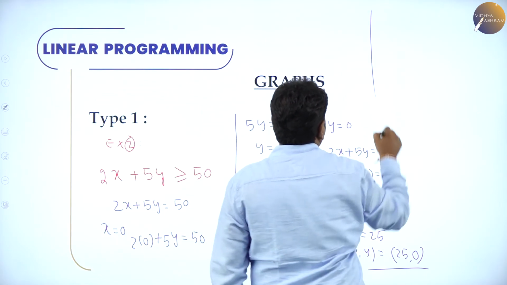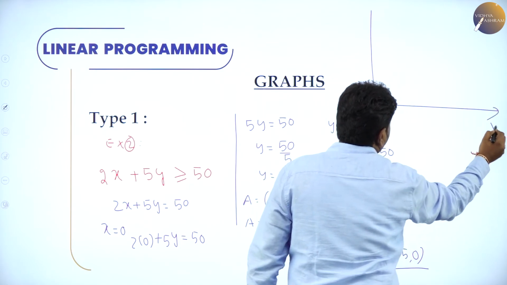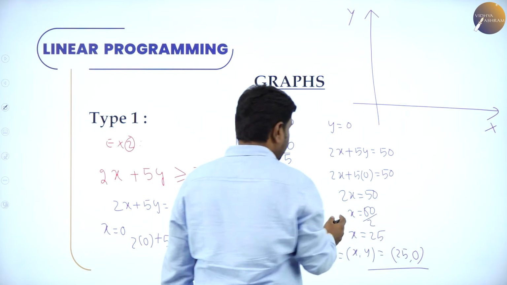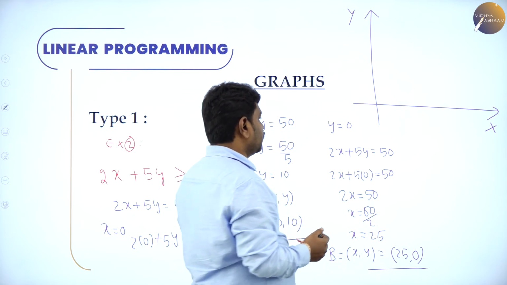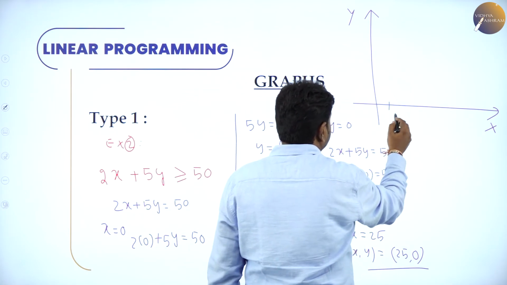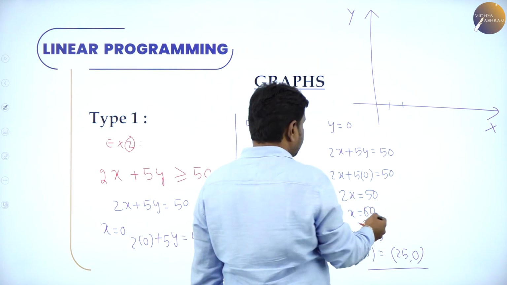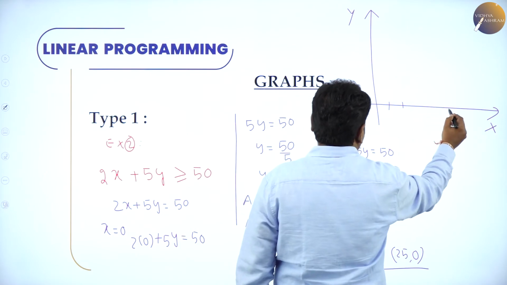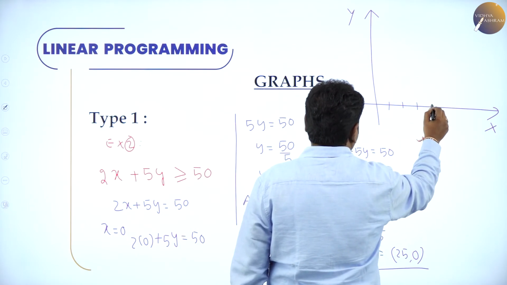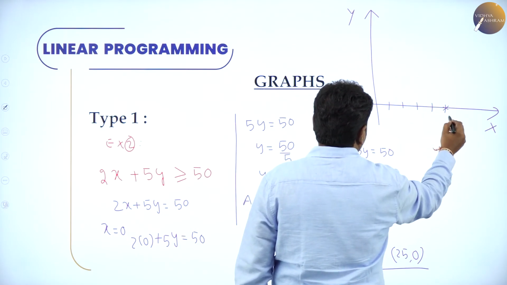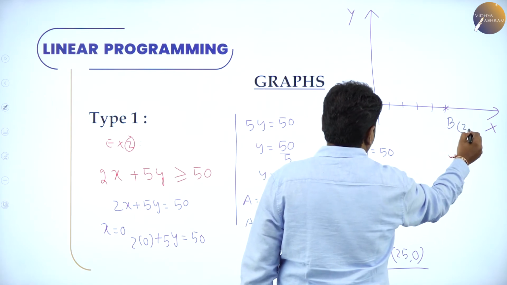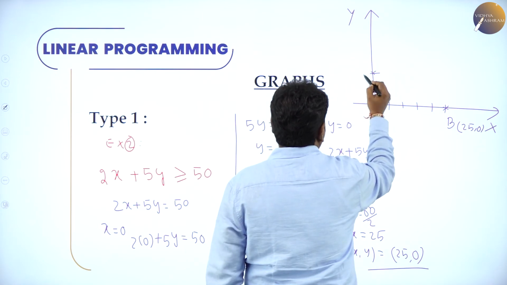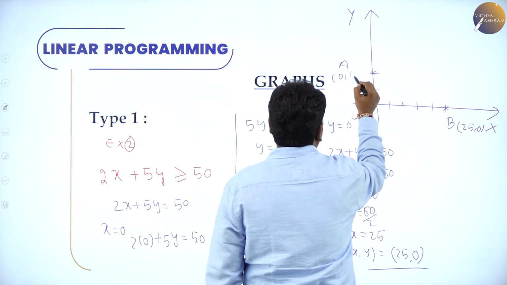Now we'll draw the graph. X axis, y axis. Take a graph sheet. And here you can see 5, 10 like that. So you can take units, 5 units as one on the x axis. You can take 1 centimeter as 5 units and continue. So somewhere we'll have 25 comma 0, 5, 10, 15, 20, 25. This is point B, 25 comma 0, and the other one is 10. So 5, 10, A, 0 comma 10.